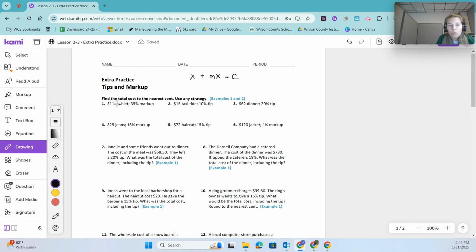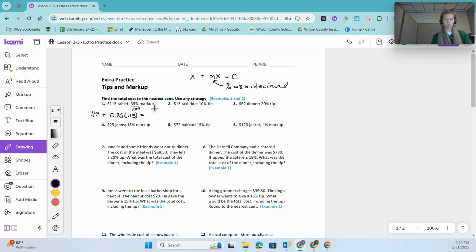Okay, so here it says find the total cost to the nearest cent using any strategy. So we have $115 for a tablet. 35% is going to be the markup. Okay, again, we are going to write that percent as a decimal. So this is the percent as a decimal. So we're going to take that $115 plus our 0.35 times the 115, and that's going to equal that total cost.